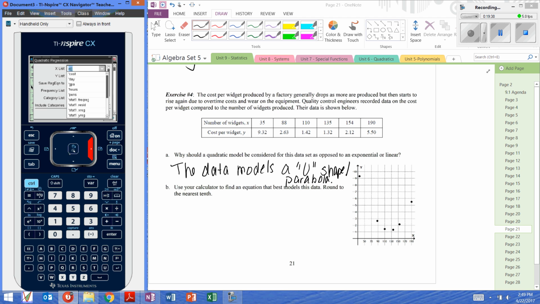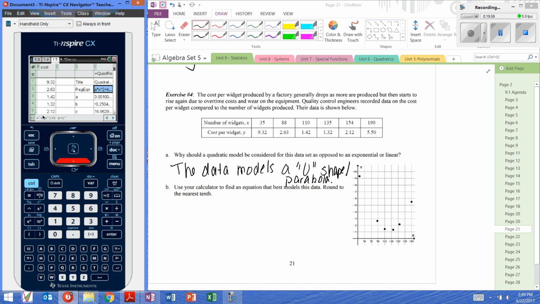And here, let's be careful, this is widgets. Where are you, widgets? I have a lot of data in here now. There it is, widgets, and then my next is cost, I think is what I put in. Yep, there it is, right at the top. And all you have to do is push enter, and it's giving you the equation.